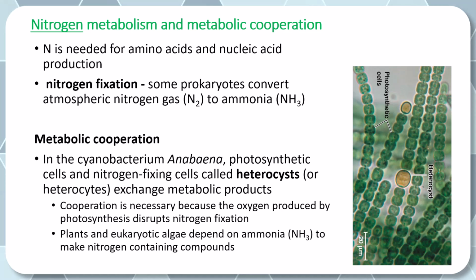Some bacteria have metabolic cooperation. So, for example, in some cyanobacteria, they have photosynthetic cells and nitrogen-fixing cells that are called heterocysts or heterocytes, and these cells exchange products. They have to cooperate because the photosynthetic cells produce oxygen, and that would disrupt nitrogen fixation, but the photosynthetic cells benefit from the ammonia that's produced in nitrogen fixation. So you can see in this slide here, there's green photosynthetic cells and those yellow heterocysts, which are the nitrogen fixing cells.